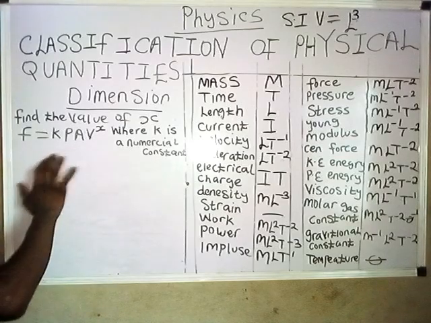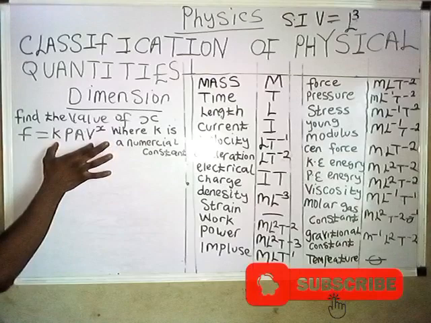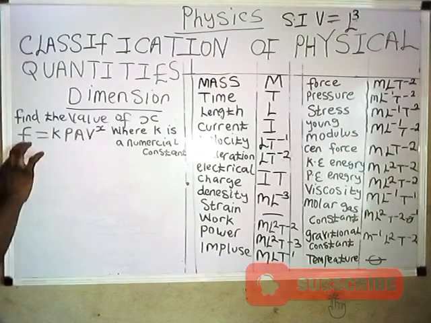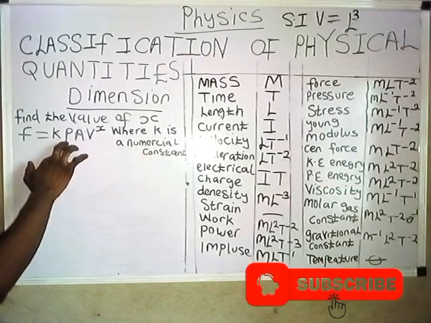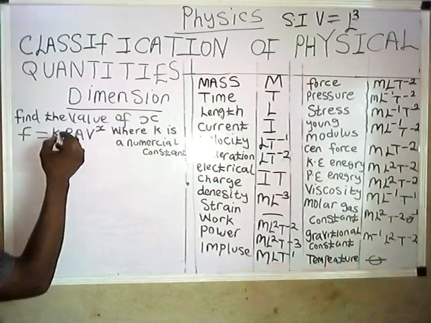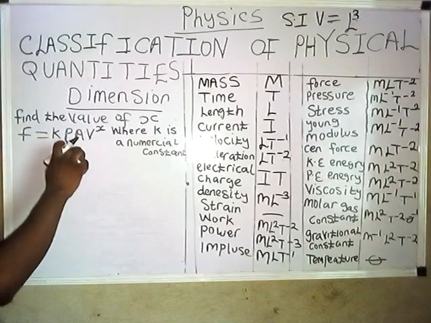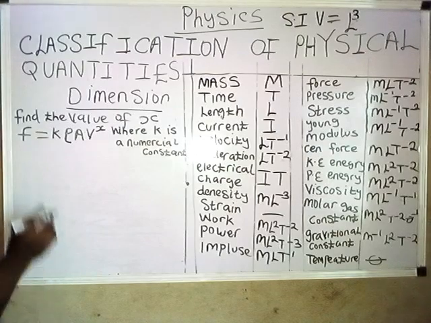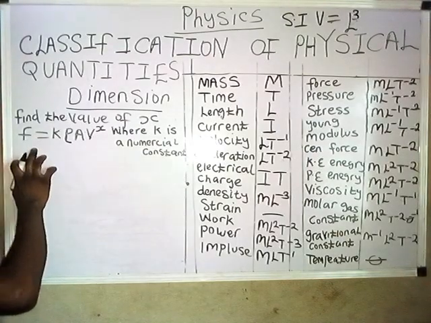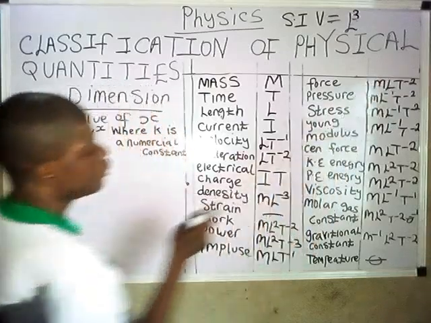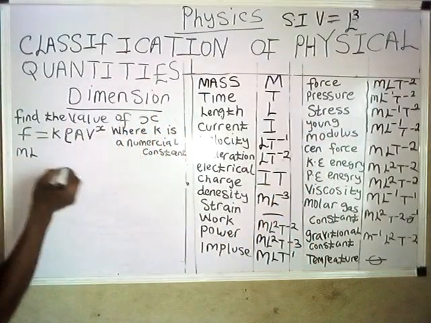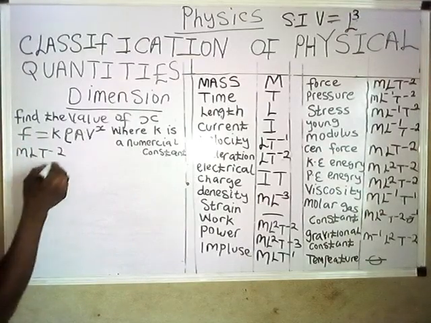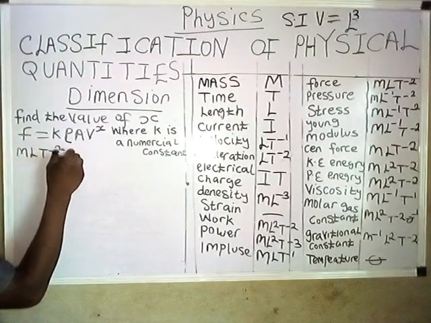In this question, for it to be dimensionally correct, this side must be equal to this side. F is your force, k is the numerical constant, rho is your density, A is your area, and v is velocity. So to solve this, F is force. The dimension for force from the table is M L T to the power of minus 2. The numerical constant is equal to 1.